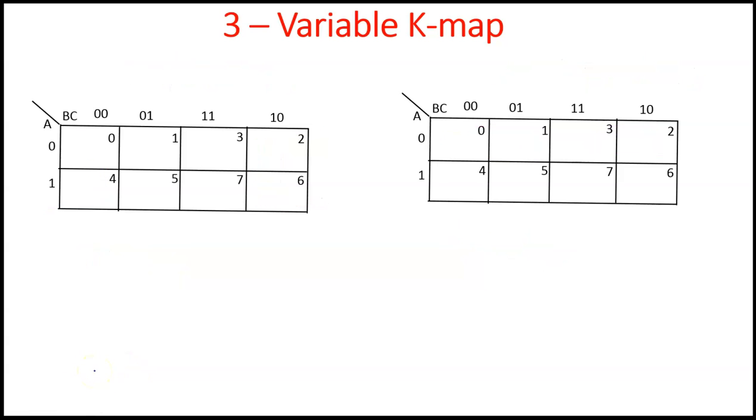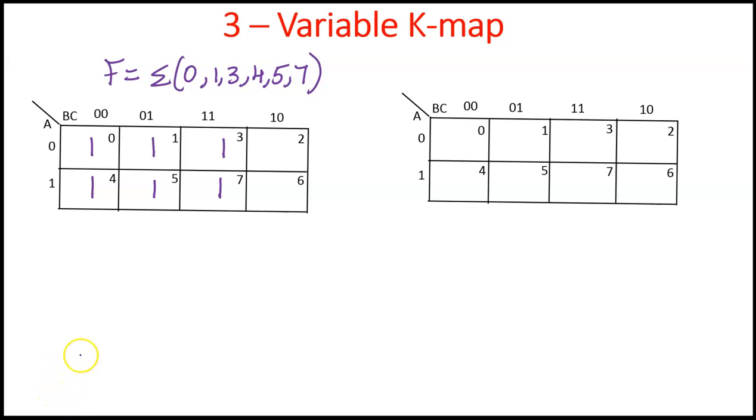Now, let us see some more examples. F is equal to summation of 0, 1, 3, 4, 5 and 7. Now, mark the value of 1 in the corresponding minterms. So, here you make it a 1, and here a 1, and here a 1, and here a 1, and here 1, and here 1. Now, can we make the grouping? Yes, we can make the quad grouping.